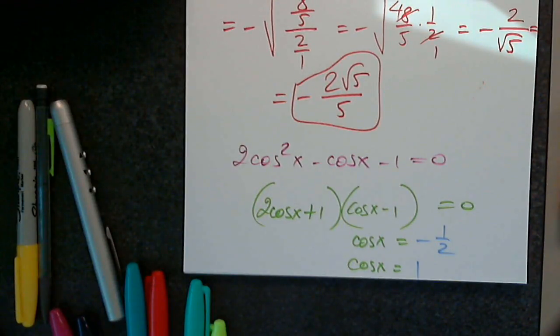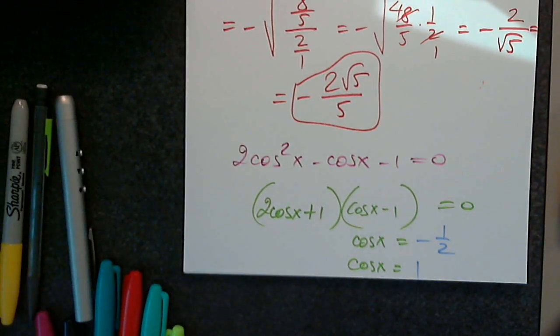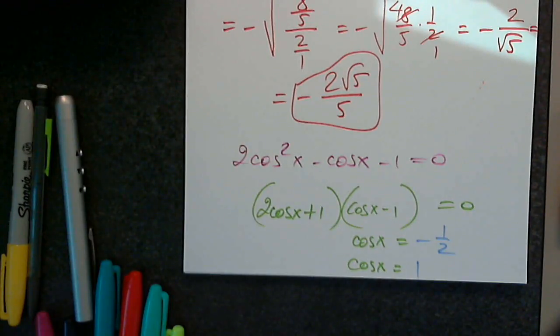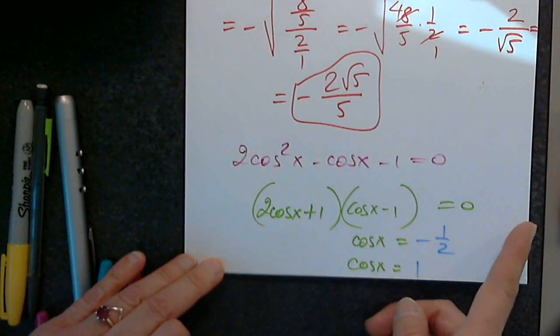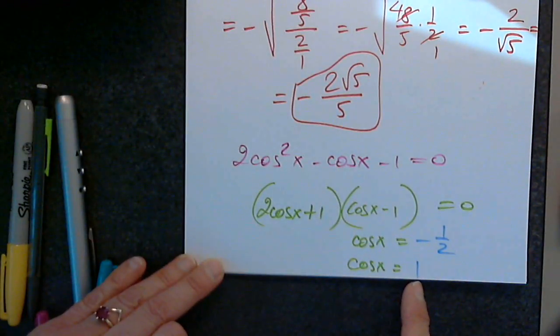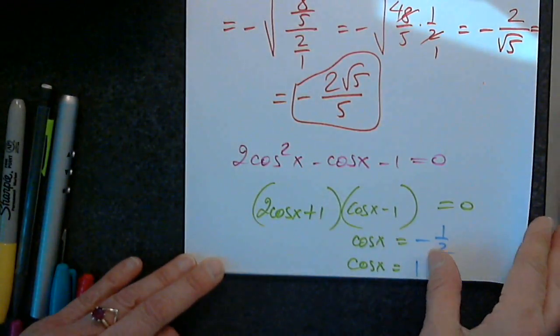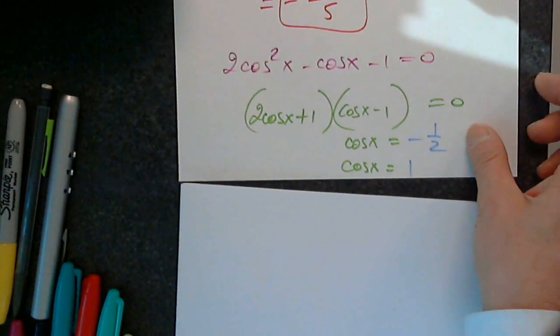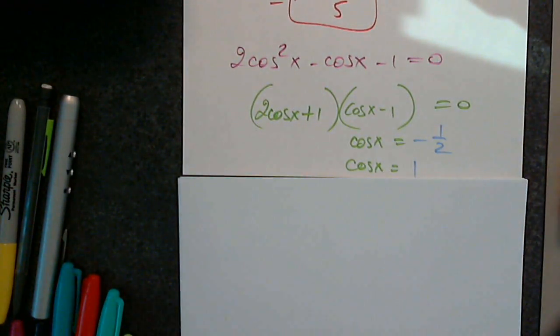Okay, let's start with the easier one. Wait. Just run through how you got that. Move 1 to the other side, divided by 2. Oh, I thought we were just doing cosine. No, first we have to solve for cosine. Good.